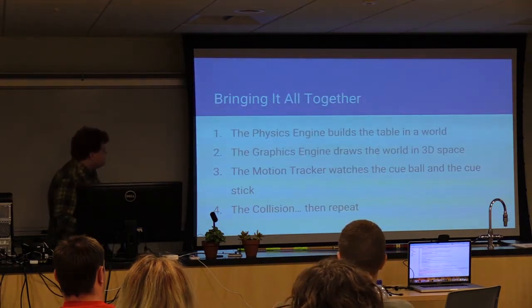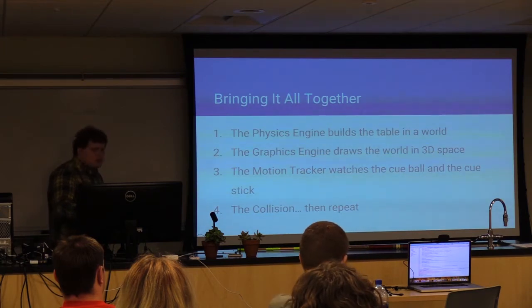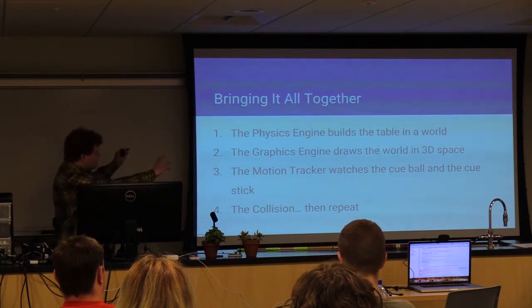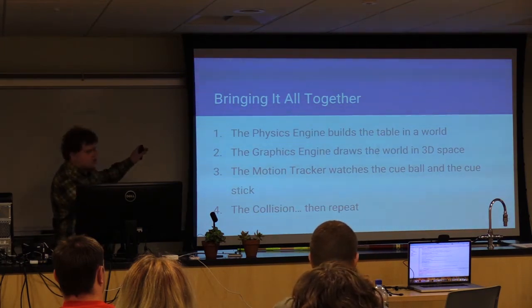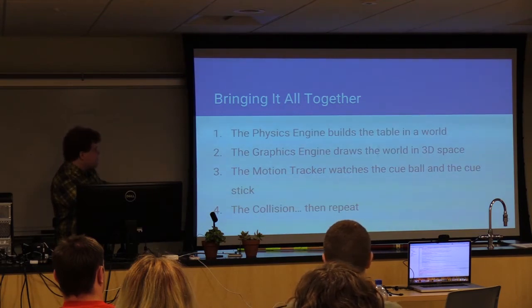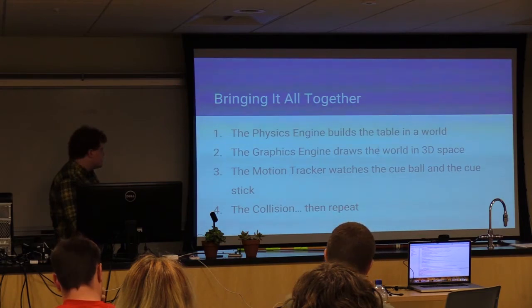So bringing it all together, the physics engine builds the table in a world, and then the graphics draws the worlds in a 3D space, which is then projected onto the screen. And then the motion tracker watches the cue ball and the cue stick and waits for them to interact. And then when the collision happens, it repeats.